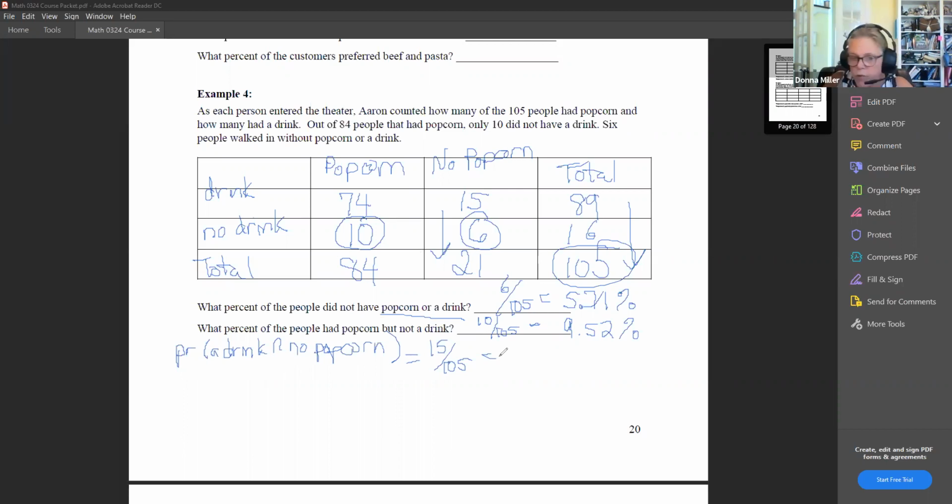And this one, 15 out of 105, is 0.142. Now, again, they can limit this. They can say, what's the probability a person had popcorn given they had a drink?